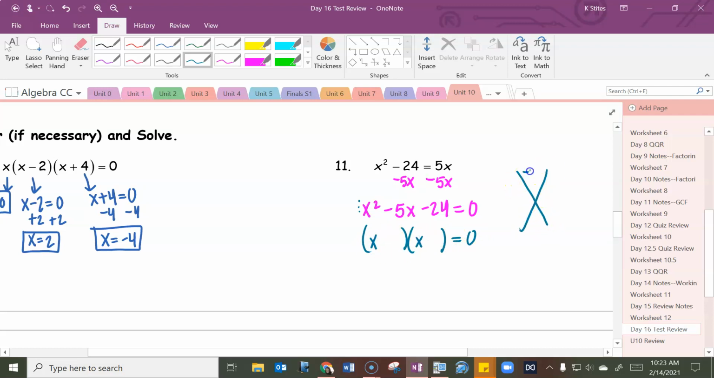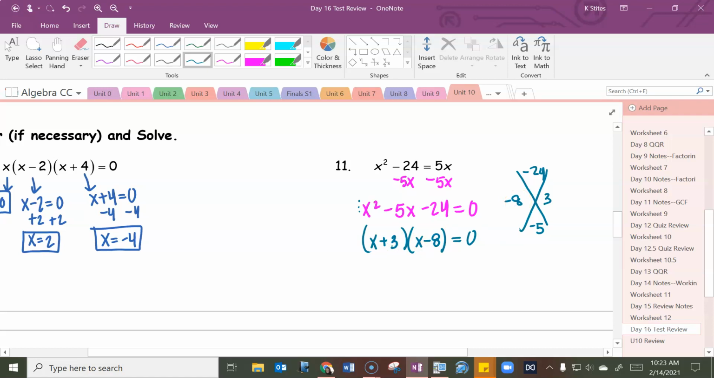And I am multiplying to -24 and adding to -5. Since I'm multiplying to a negative, I have a positive negative. And these numbers are going to be 8 and 3. But in order for the 5 to be the negative one, the 8, which is the bigger number, has to be the negative.